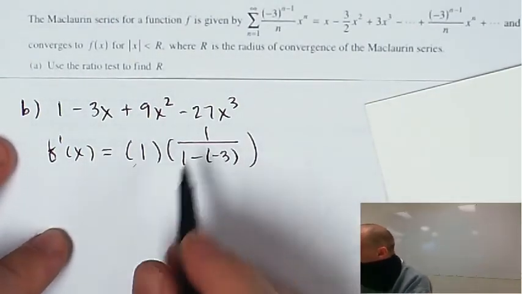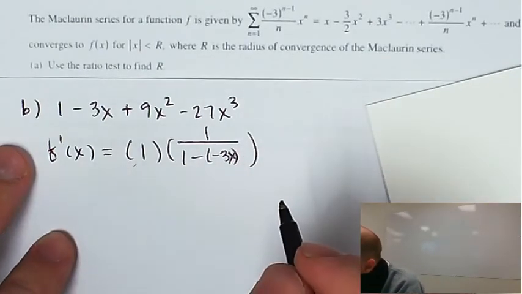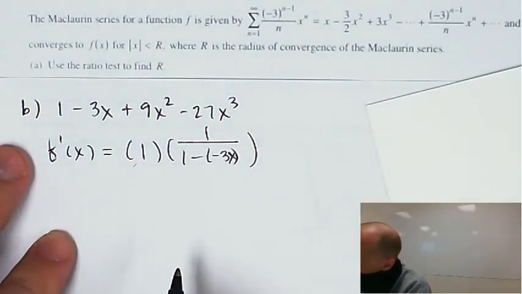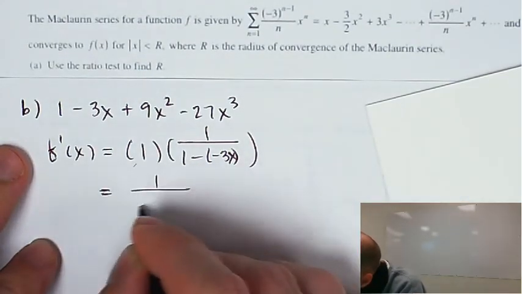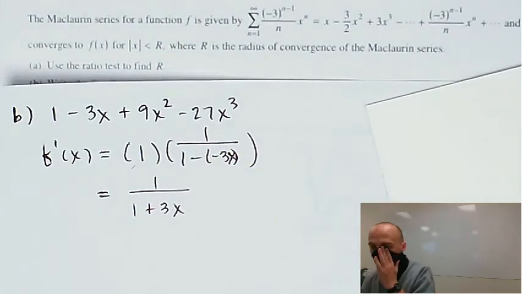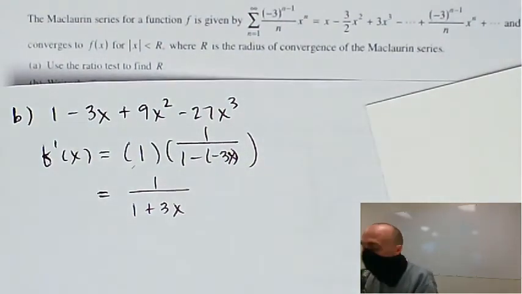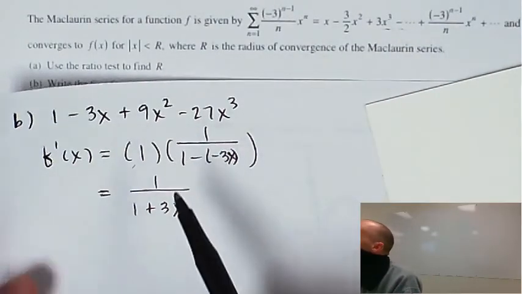Wait, not negative 3, minus 3x. Right? Yeah. So what I'm going to do, I might just rewrite this as 1 over 1 plus 3x. That looks more like a rational function to me. Okay, that's how we did part B. Took the derivative term by term, realized it was geometric.